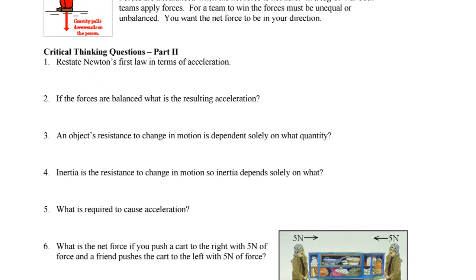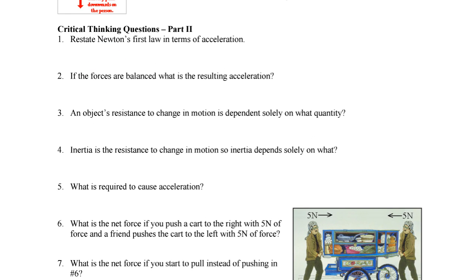So restate Newton's first law in terms of acceleration. Here's how you could do it. You can just say an object won't accelerate without a force. If the forces are balanced, what is the resulting acceleration? It should be 0. All right, we need a net force to cause acceleration. An object's resistance to change in motion is dependent solely on what quantity? That is its mass. Mass resists acceleration. Inertia is the resistance to change in motion, so inertia depends solely on what?